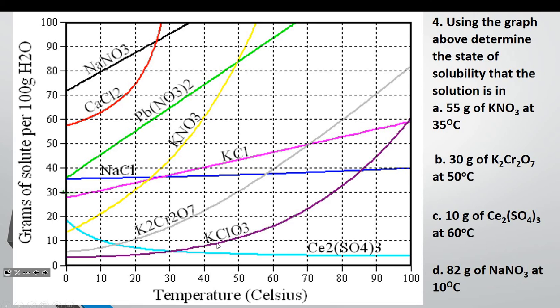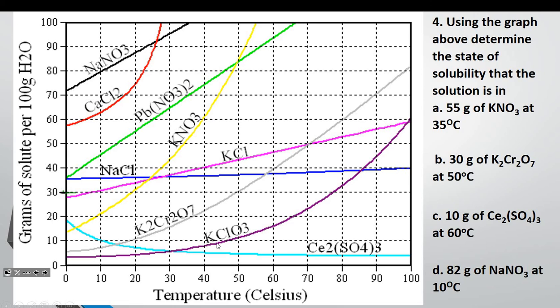So what do you think this line represents, like a KCl line right here? What do you think that KCl line represents as it goes across? What does it mean if I'm above that line, or what does it mean if I'm below that line? What does it mean when I'm on that line? What do you think they mean? What does the line show me? Showing you how much of the KCl is dissolved in 100 grams of water. Right, so what if I'm above that line on the graph? What does that mean?